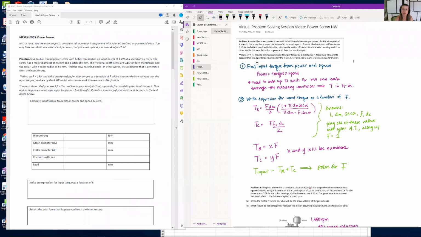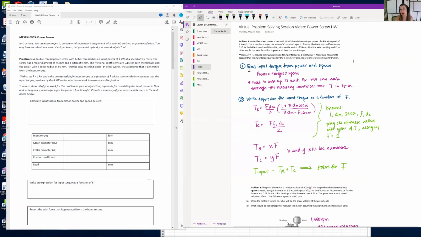So problem 1, a double thread power screw with Acme threads has an input power of 4 kilowatts at a speed of 1.5 revolutions per second. The screw has a major diameter of 45 millimeters and a pitch of 9 millimeters. The frictional coefficients are 0.15 for both the threads and the collar, with a collar radius of 55 millimeters. Find the axial resisting load F. In other words, the axial force that is generated from the input torque.